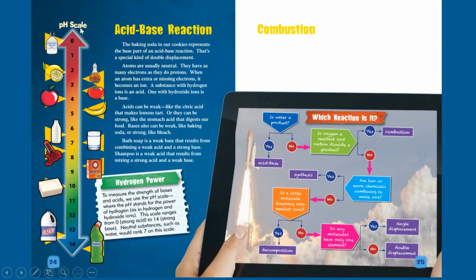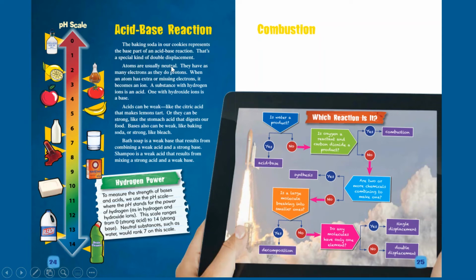pH scale. Acid-base reaction. The baking soda in our cookies represents the base part of an acid-base reaction. That's a special kind of double displacement.